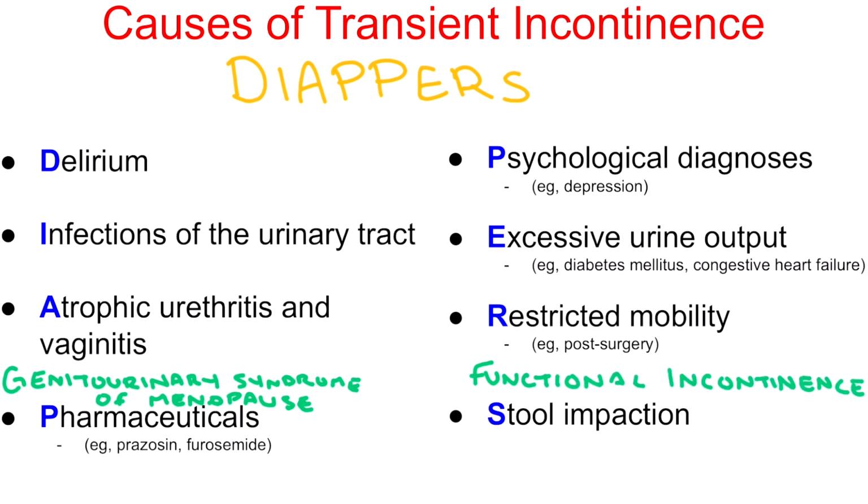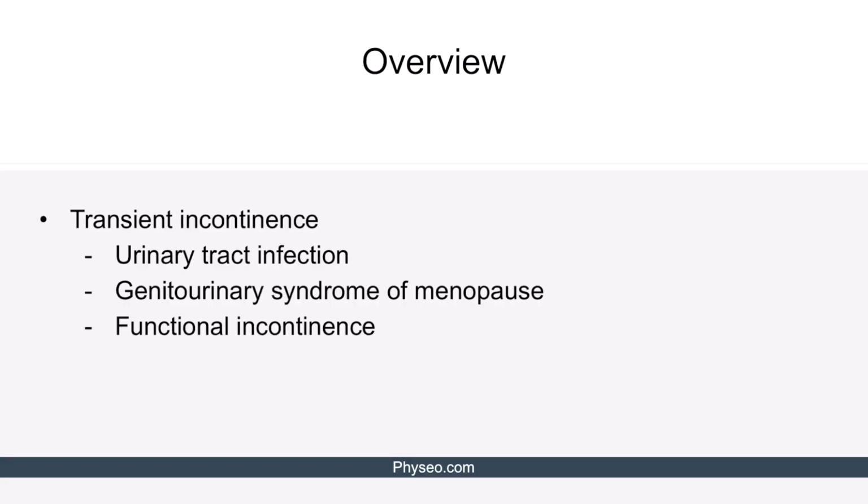And functional incontinence occurs in a patient that has a working urinary system, but they urinate themselves anyways. They experience incontinence. For example, they just can't get to the bathroom. They're super old and they're not very mobile. And S is for stool impaction. So constipation, basically. So in the next few slides, we're going to explore a few high-yield causes of transient incontinence in greater detail. So let's start with UTIs.